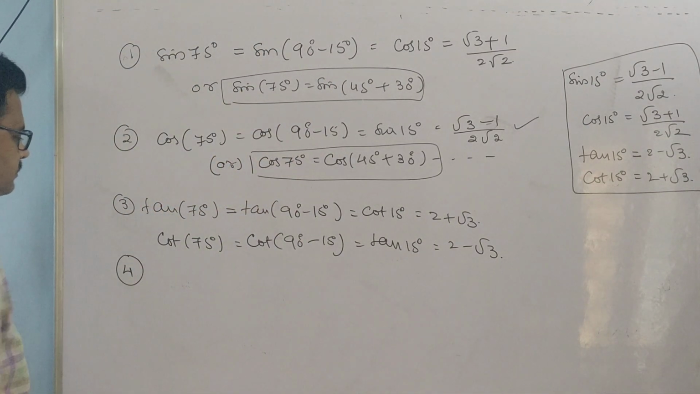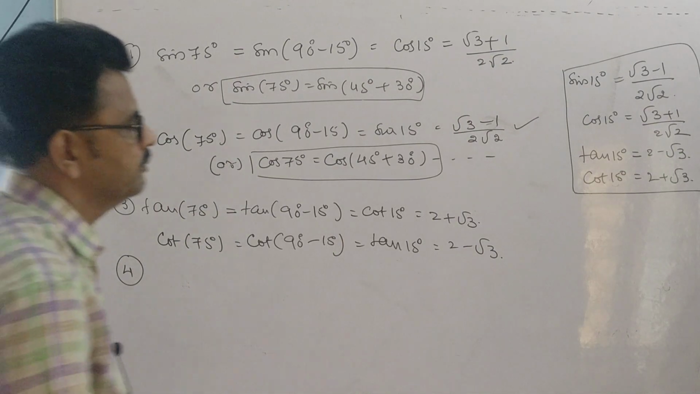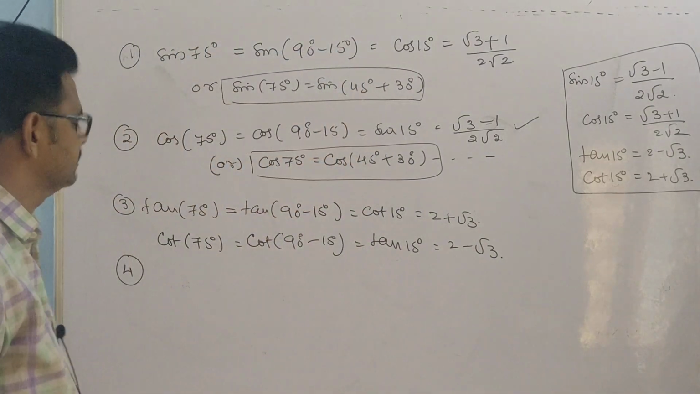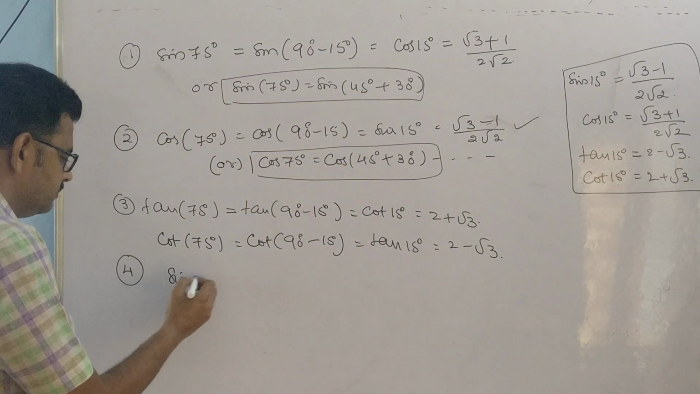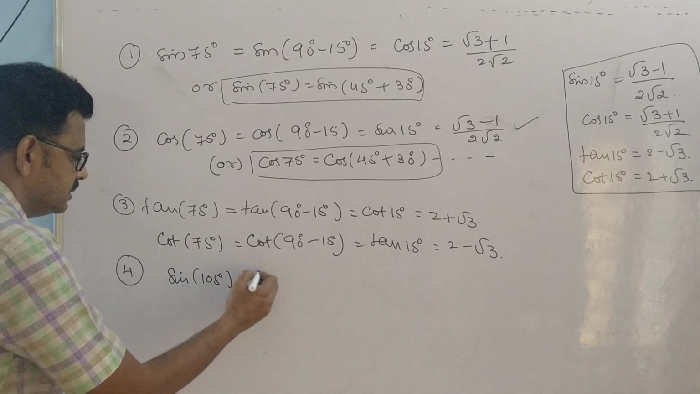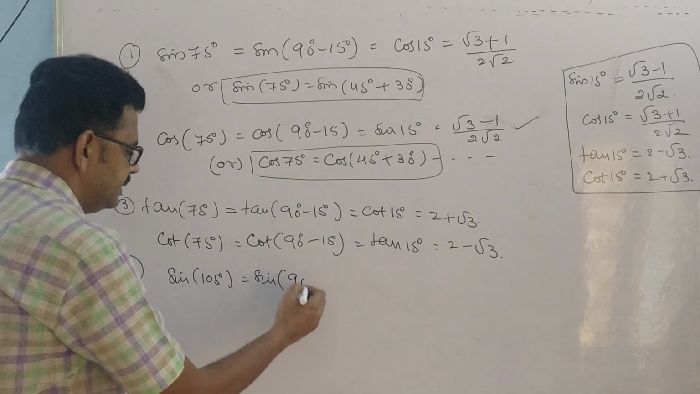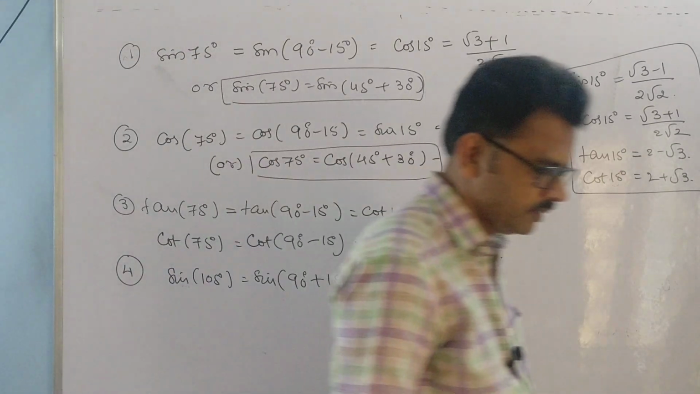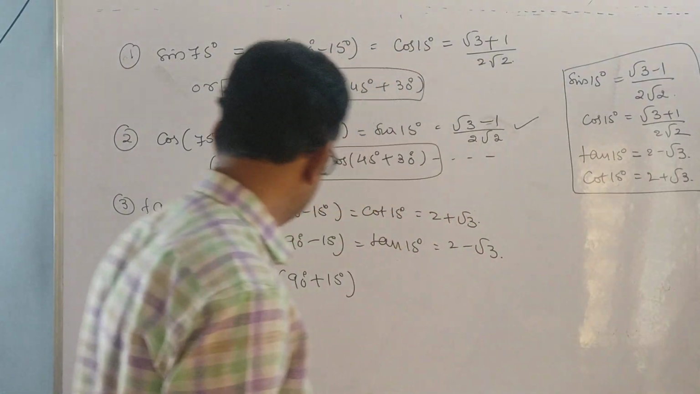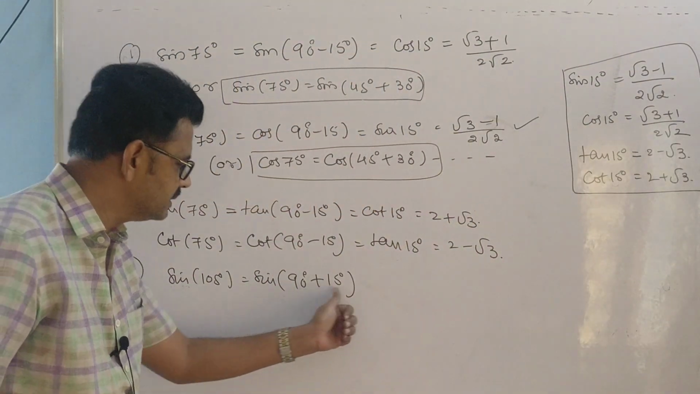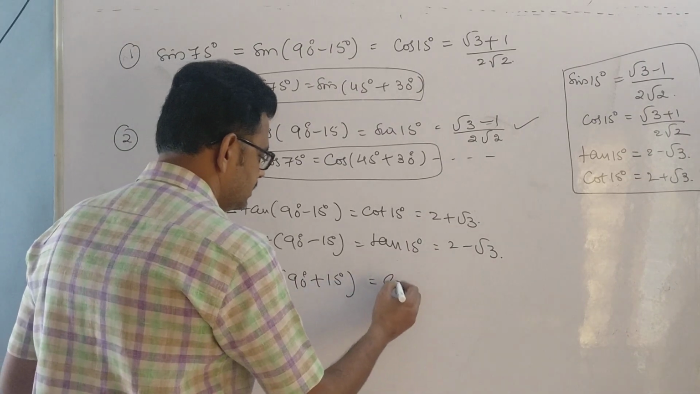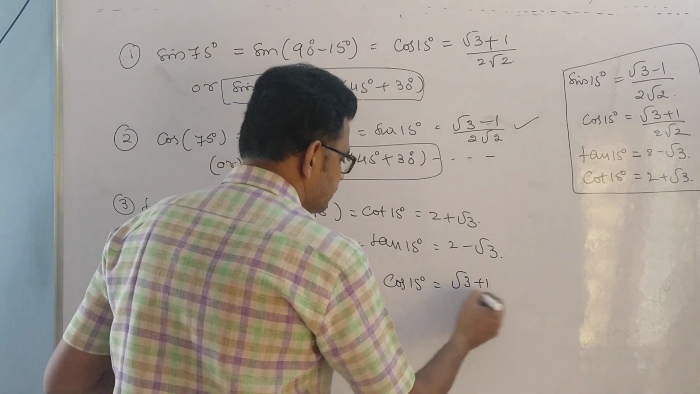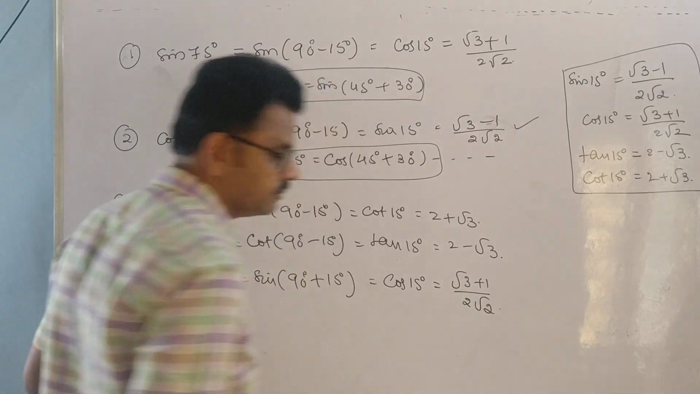Next one. So if you remember these, we can have more formulas. Next, sin of 105 degrees is equal to sin of 90 degrees plus 15 degrees. 90 plus 15, that is 105. Sin of 90 plus theta, second quadrant, sin is positive. So this is cos 15 degrees, which is equal to (root 3 plus 1) by 2 root 2.